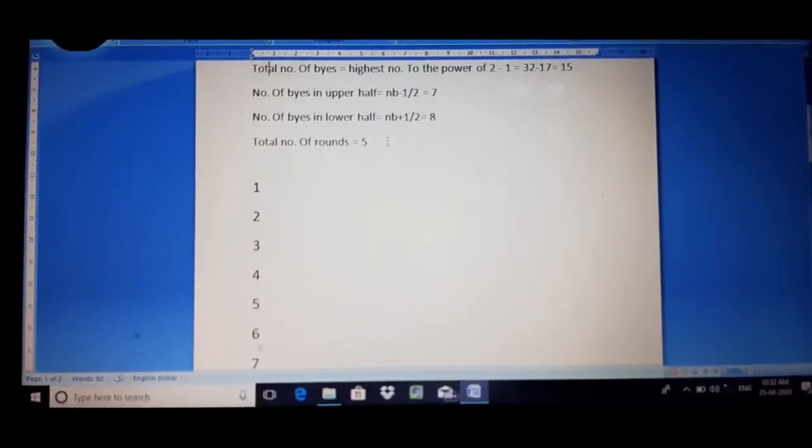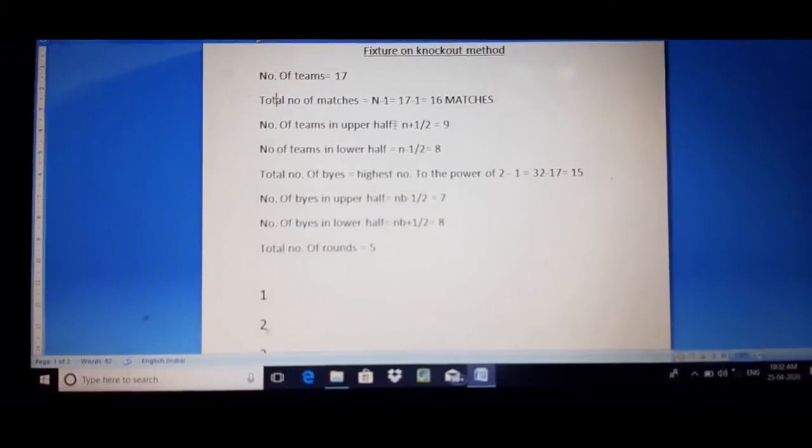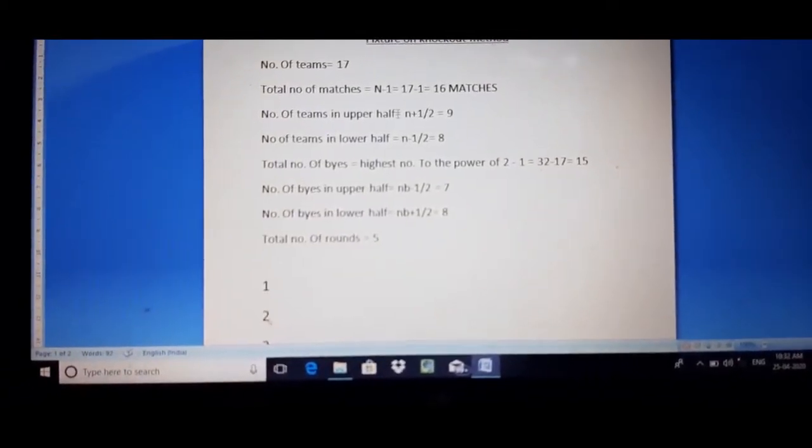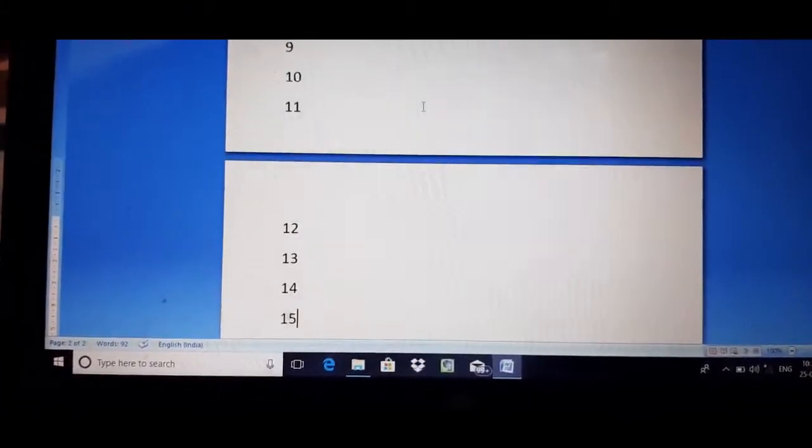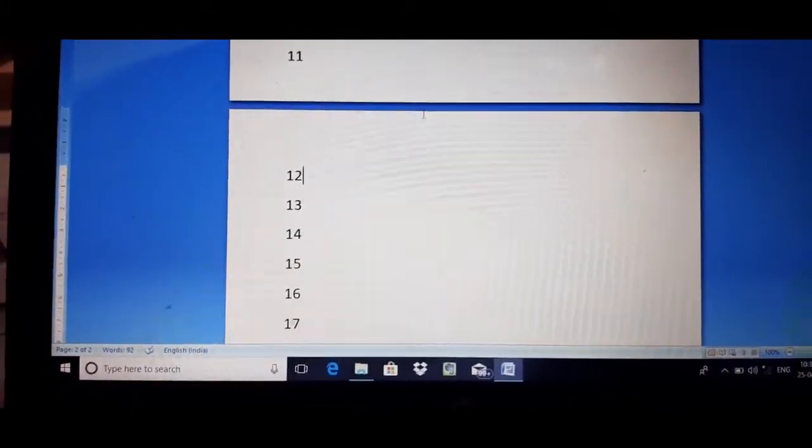Now let's begin giving the byes, how you are supposed to give the bye. The first thing, students, that you have to do is write down the number of teams. See how I have written over here, 1 2 3 4 5, like this, and it goes on till 17, because the number of teams is 17. It's a very simple thing.